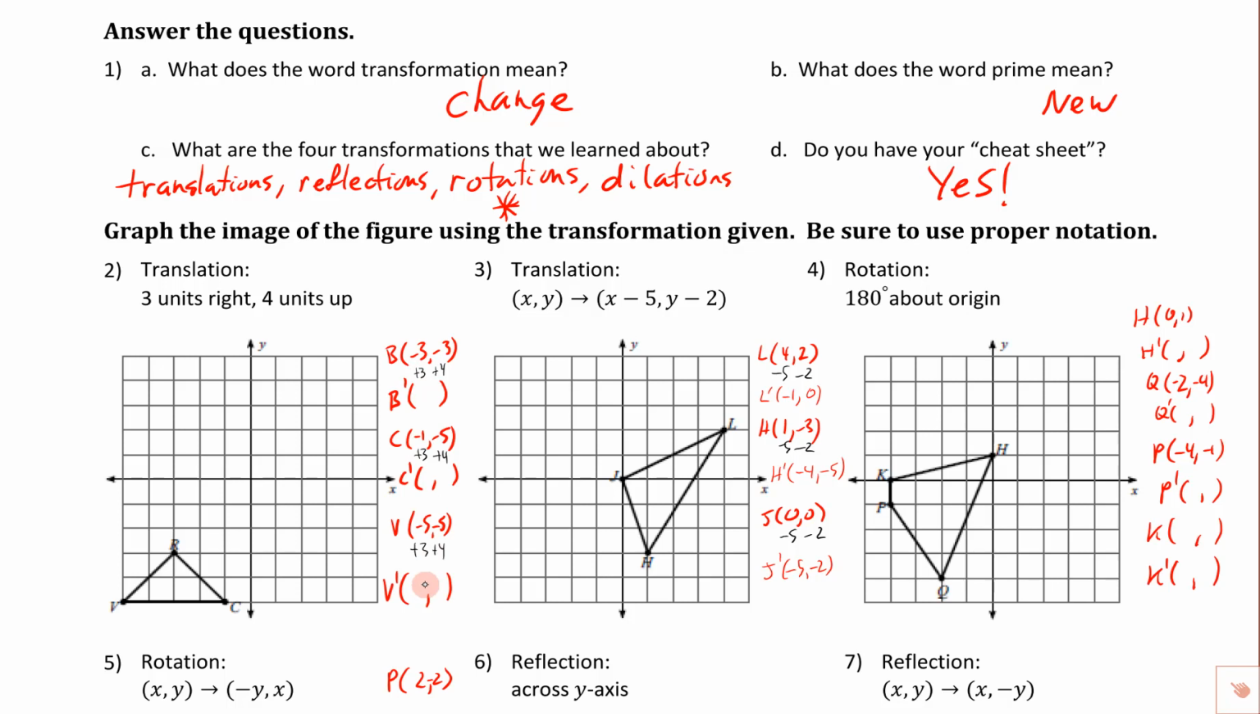On a translation, though, you might be able to get away with not doing that. So let me show you what I mean. We're going to take every one of these points and we're going to slide it 3 units to the right and then up 4 units. So 3 units to the right and then up 4 units.